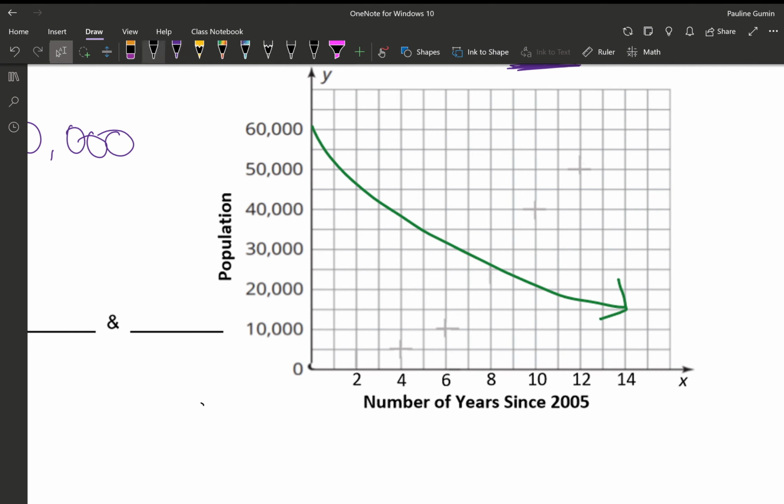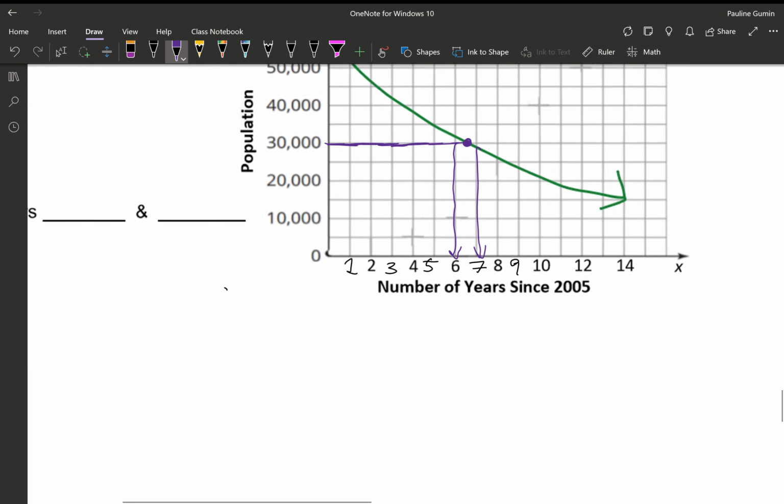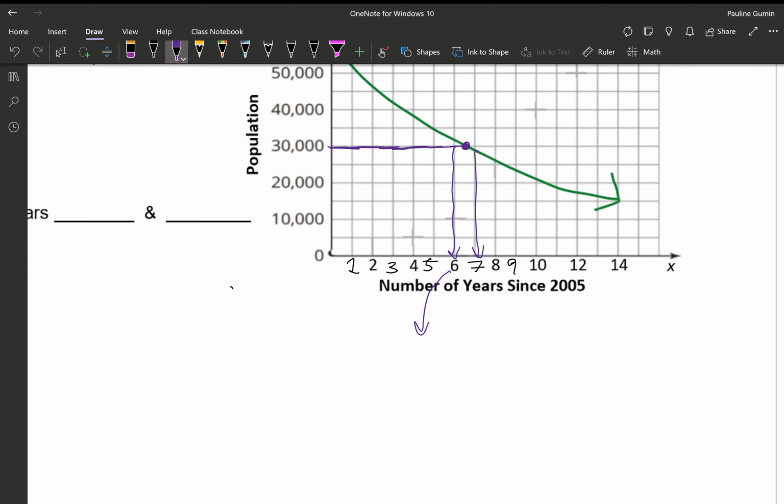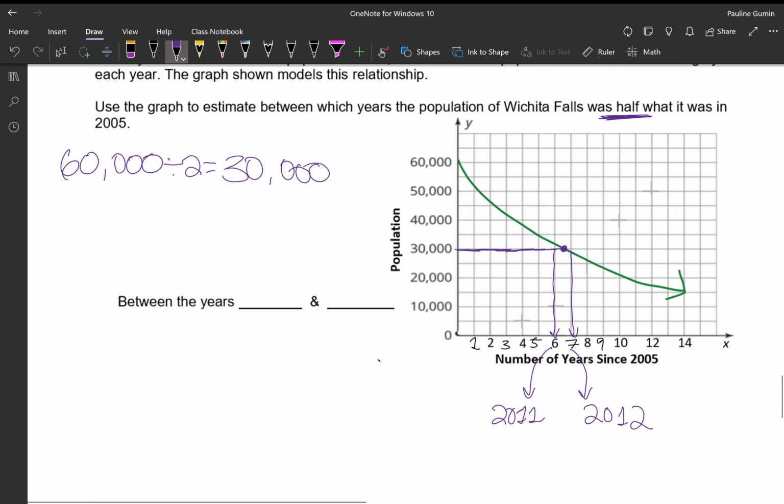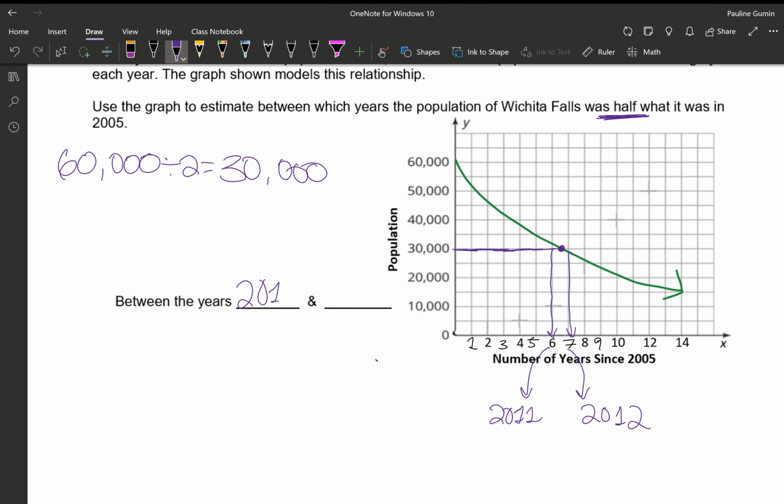I know it looks like this is going by 2s, but it really is going by 1s. Look at those tiny little gaps. It was sneaky. All right, so we have 30,000. That's also very nice. 30,000 lands right there on our graph, which is between the 6 and the 7. All right, so this is years since 2005. So 6 years since 2005 is 2011, and 7 years since 2005 is 2012. So our answer is, it'll be between 2011 and 2012.